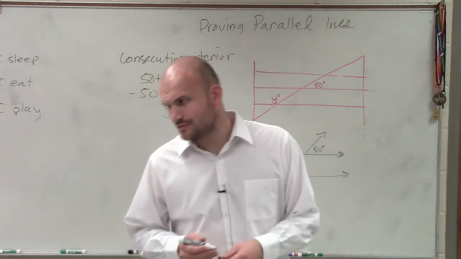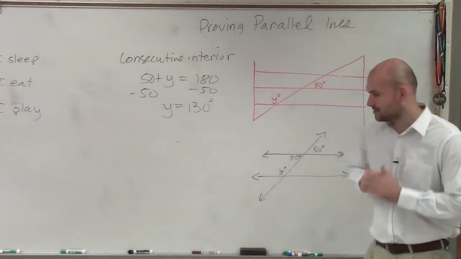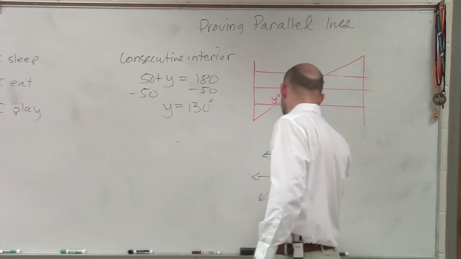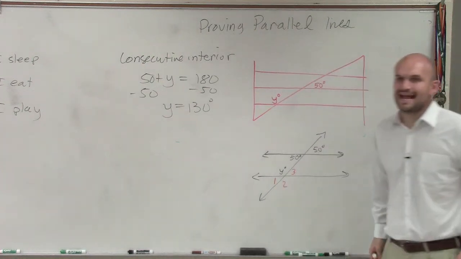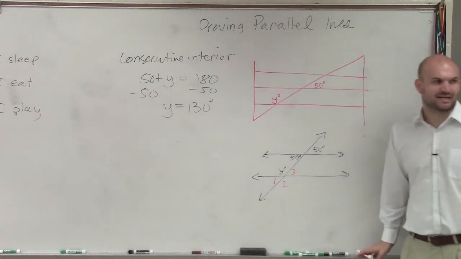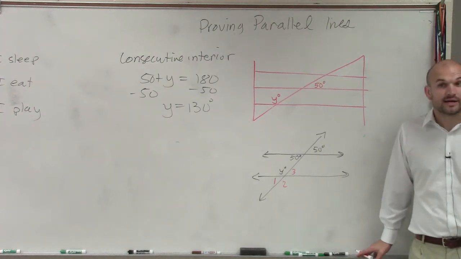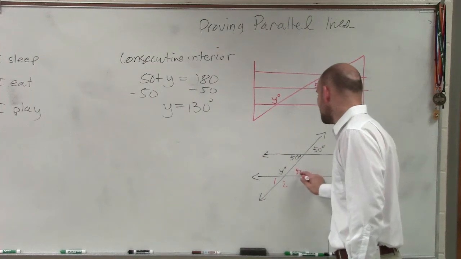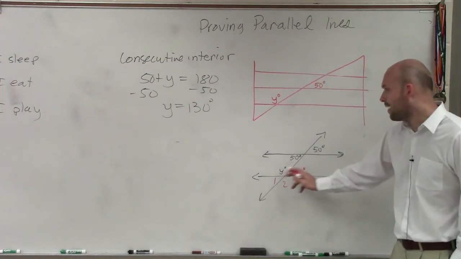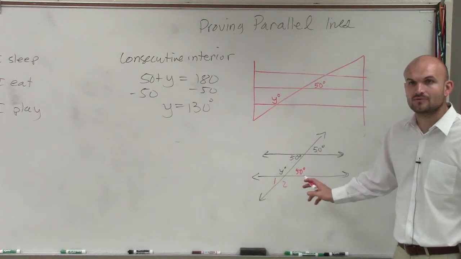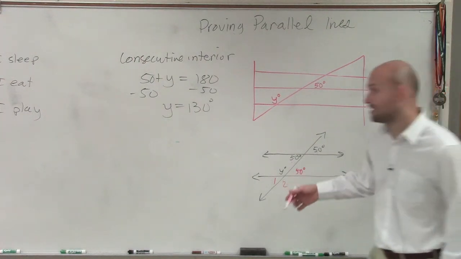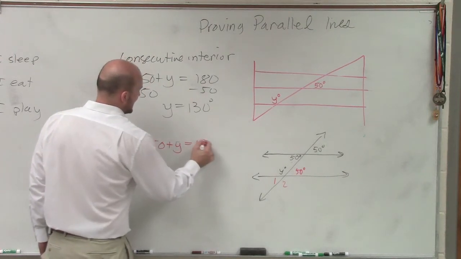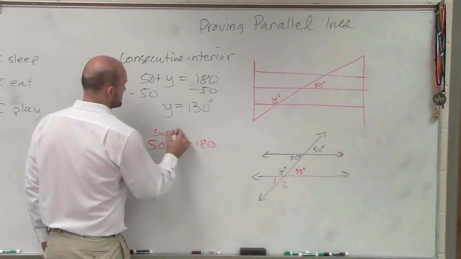Now, is that the only way to do it? No, there's plenty of other ways you can do that. What angle up here is corresponding with 50 degrees? 3, right? So could you also say that this is equal to 50 degrees? And then you know that y and 5 are what? Right, because what do we call them? Supplementary. So you also could have said 50 plus y equals 180 because of supplementary angles.